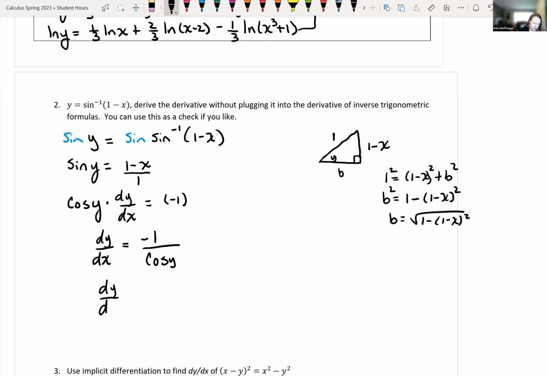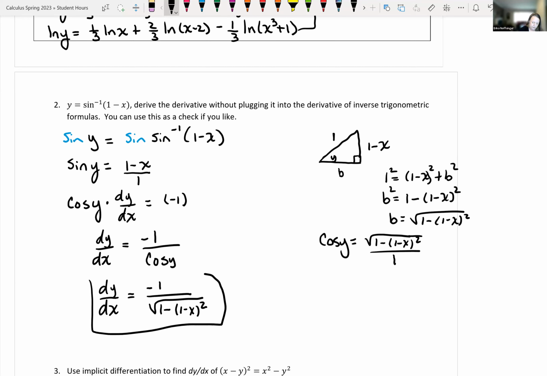Now let's go back to the triangle that we created and figure out what cosine of y is. Well, cosine of y is adjacent over hypotenuse, and the adjacent is our b value. What b in this case we found was the square root of 1 minus the quantity (1 - x) squared, all over the hypotenuse, which is 1. So we have -1 all over cosine of y. The cosine of y we just saw was the square root of 1 minus the quantity (1 - x) squared. So that is the derivative of sine inverse of (1 - x).